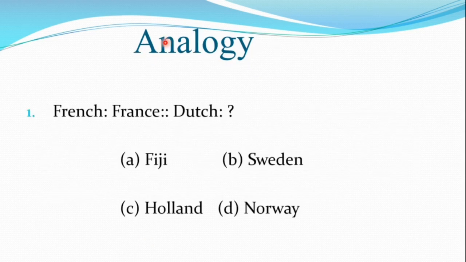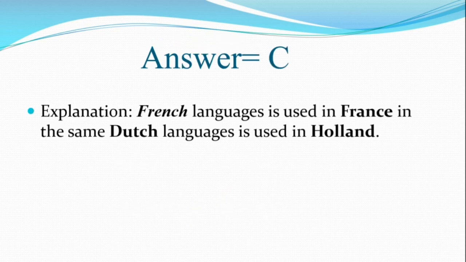The first question we have: France, French, Dutch, question mark. So what will be the answer? It's option A, Fiji, B, Sweden, C, Holland, D, Norway. And the correct answer is option C. The French language is spoken in France. In the same way, the Dutch language is used in Holland.